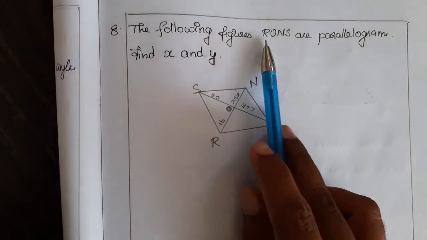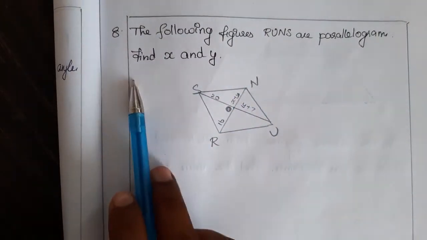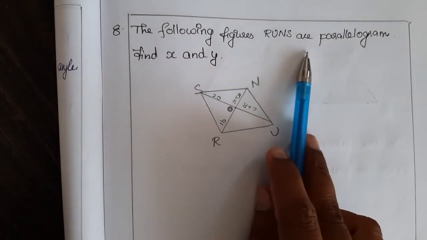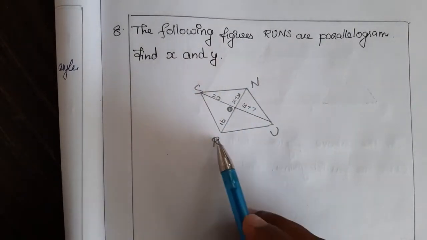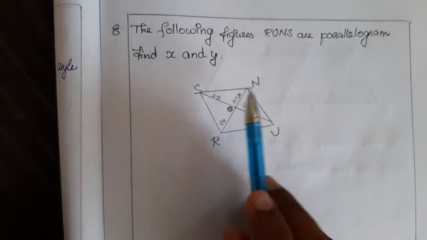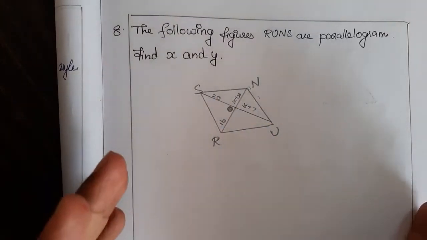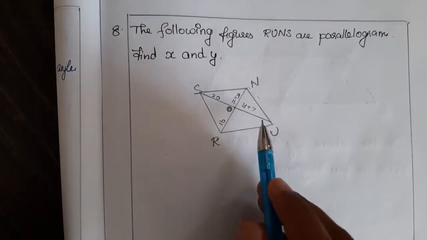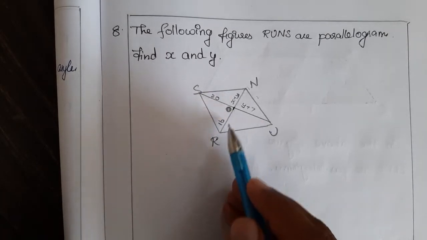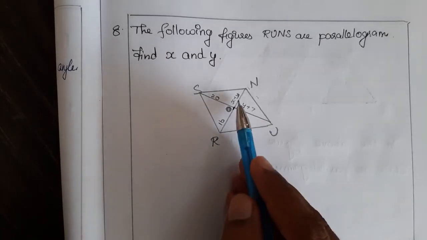The following figure RUNS is a parallelogram. Find x and y. Don't read it as runs. It is mentioning the points: capital R, capital U, capital N, capital S. Each is a point. RUNS is a parallelogram. We have to find x and y. It is given that the diagonal is 16 and x plus y.